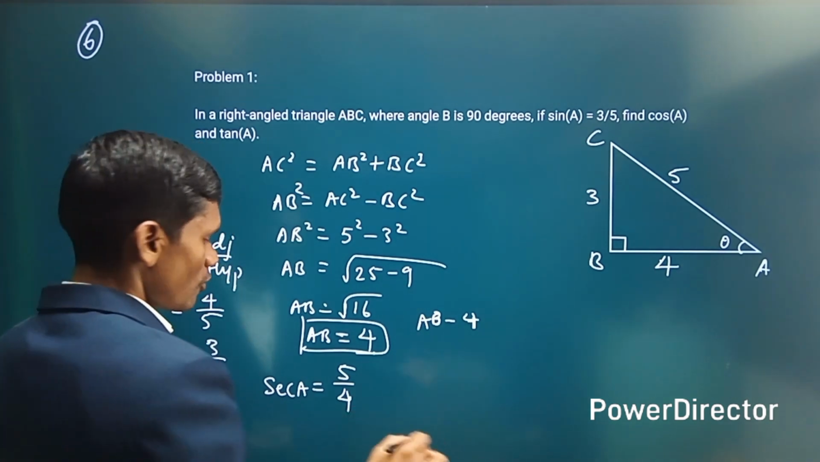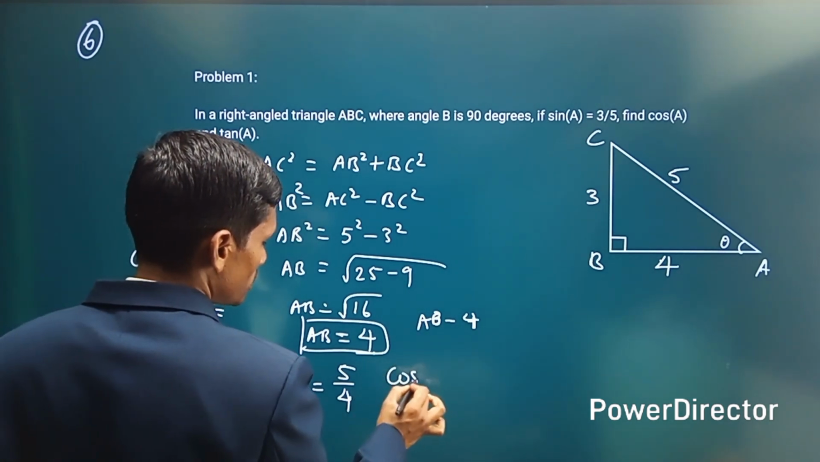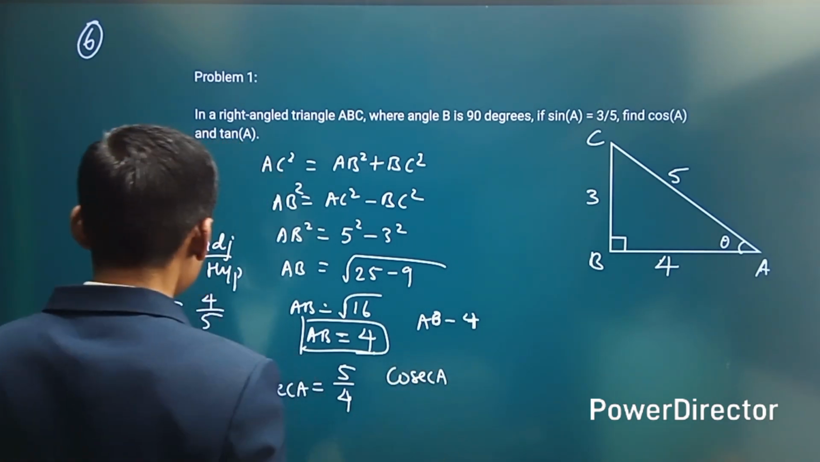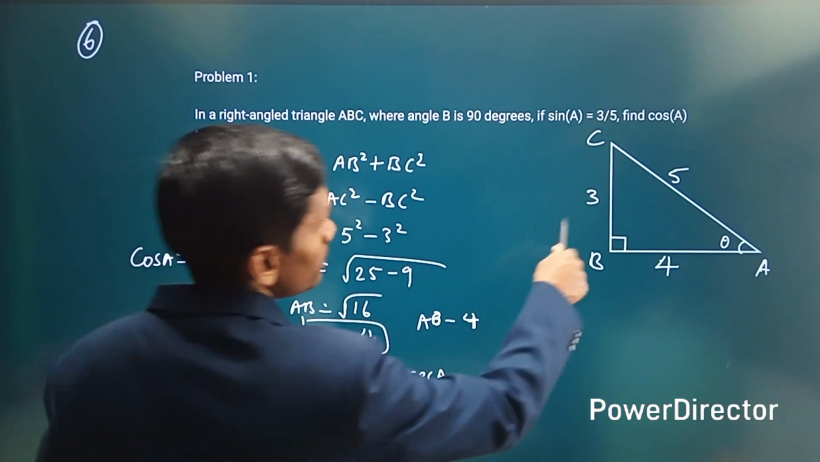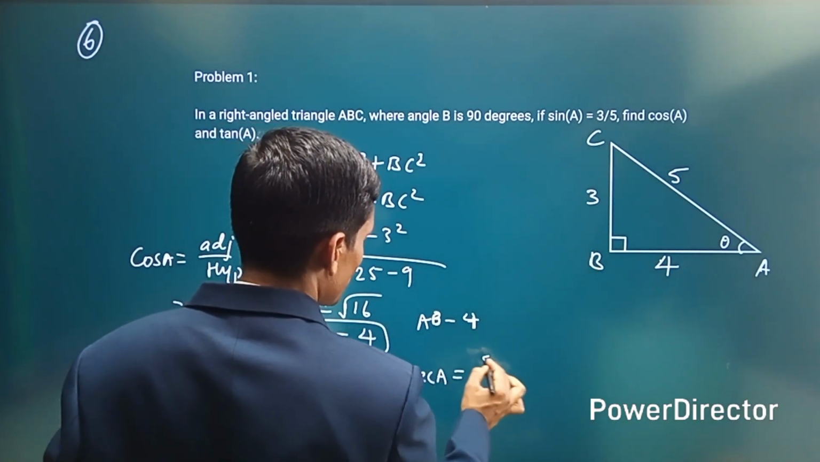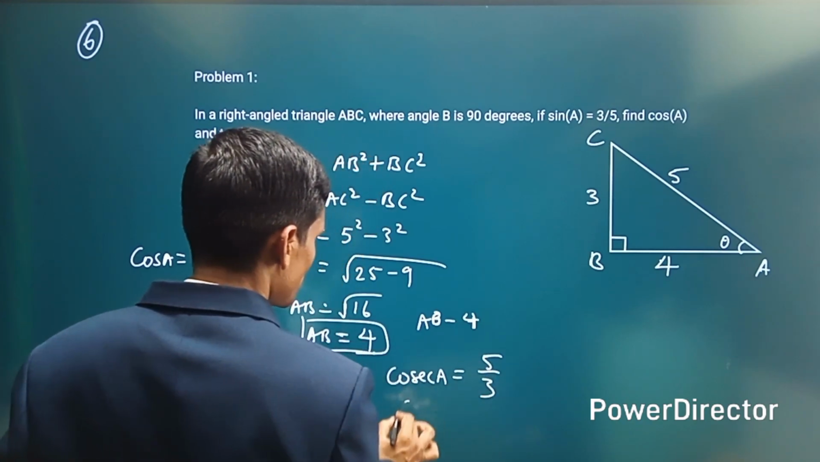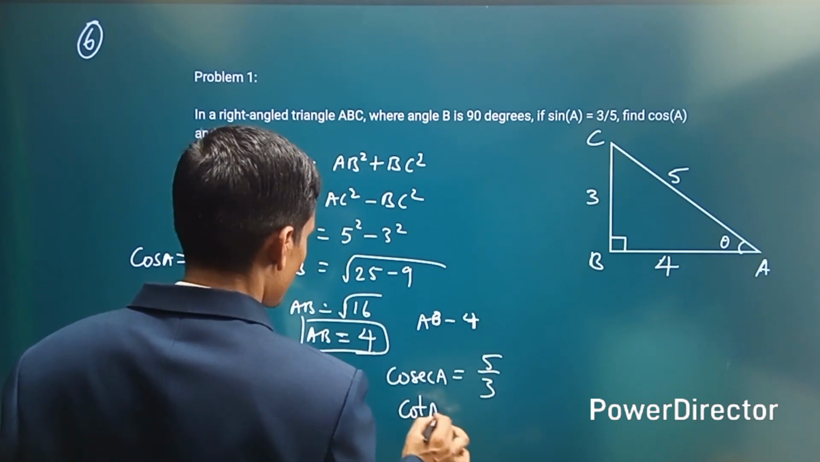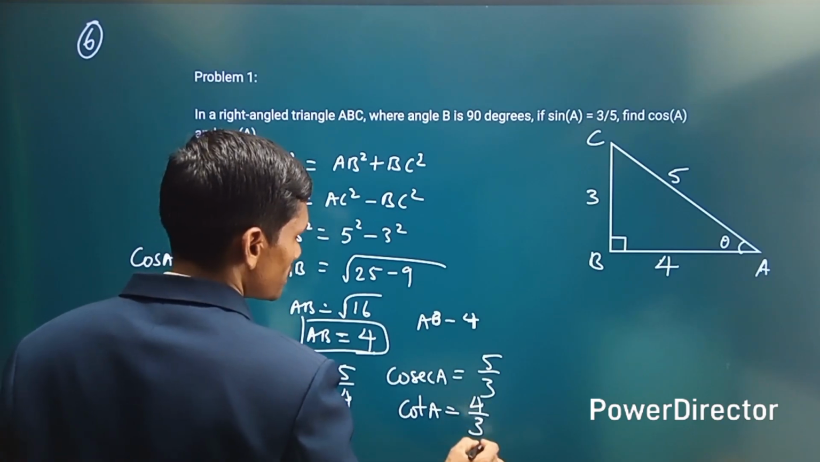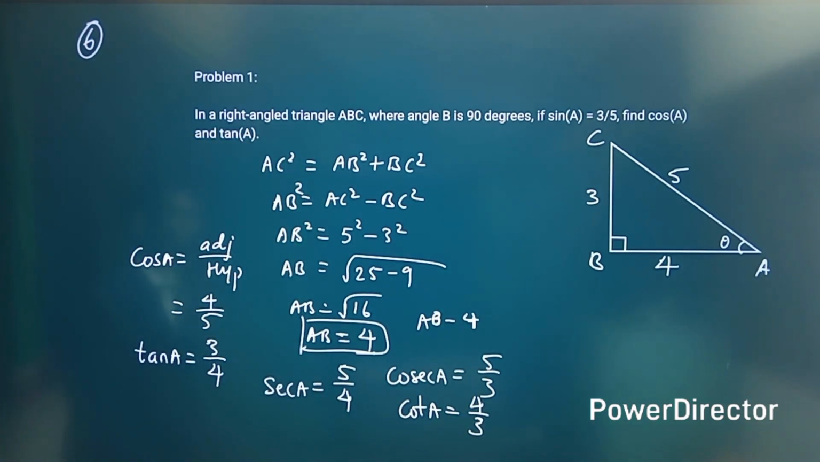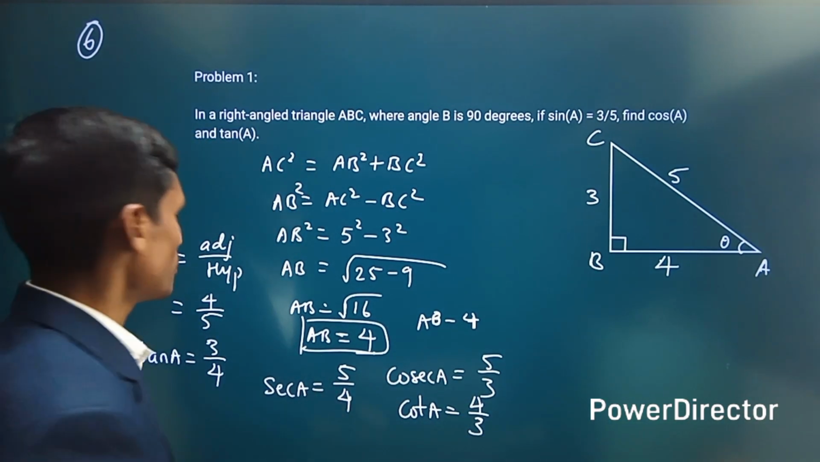In the same way, if you want cosec, sin A is already given. It is 3 by 5. Cosec A will be 5 by 3, right? In the same way, cot A will be equal to 4 by 3, because tan A is 3 by 4, so cot A will be 4 by 3. Okay, this is how you can find out.